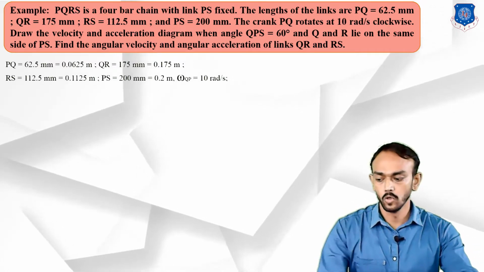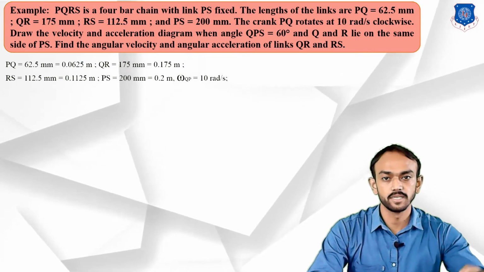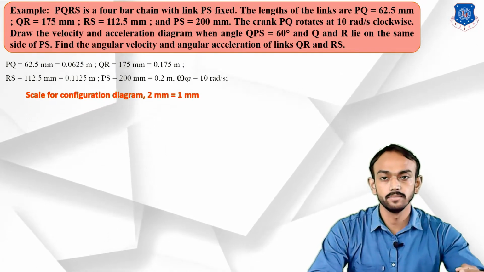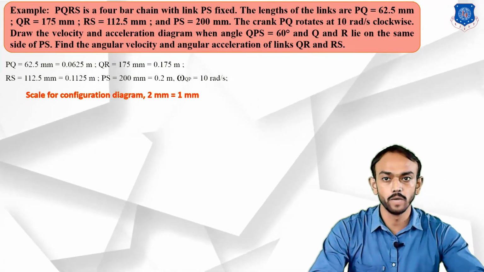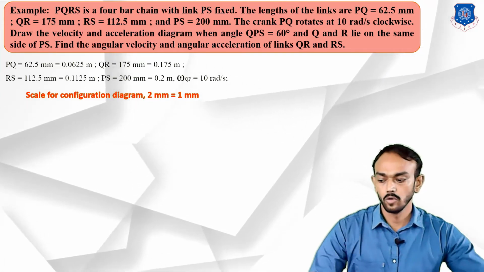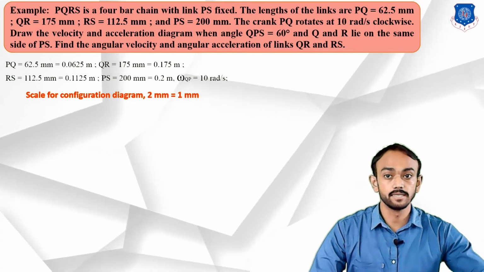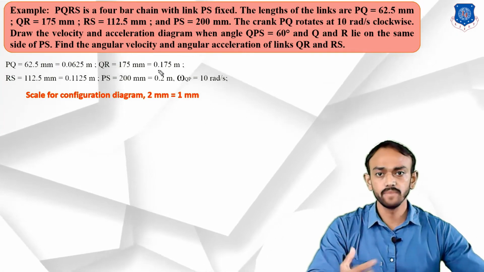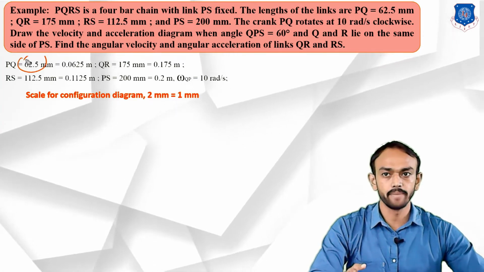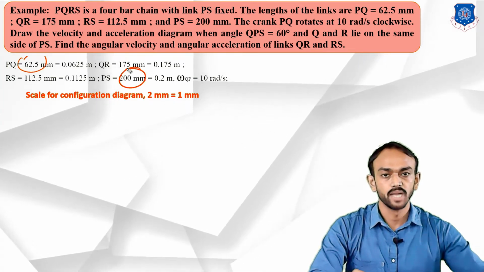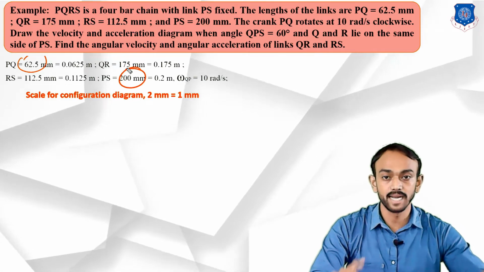Okay, so first of all we will draw this space diagram and take some scale. You can see here the scale we have taken is 2 mm equal to 1 mm. So how can we decide which scale is suitable for us? Whenever you have to choose any scale, first consider the smallest dimension and largest dimension, and according to that you can decide the scale.